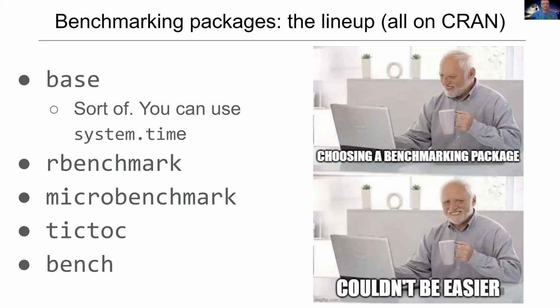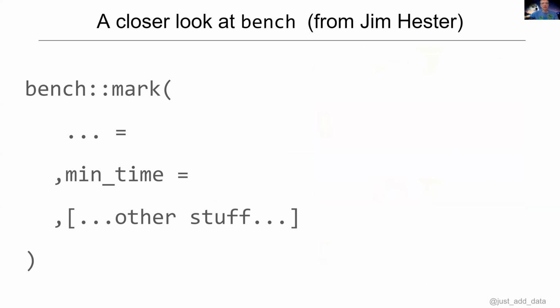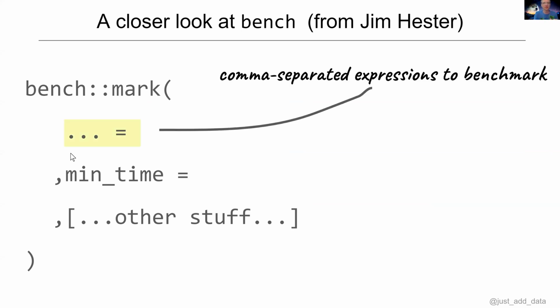I'm going to focus on bench because it's pretty easy to use. It has nice outputs. So here is what the bench package looks like. The central function in the bench package is this function called mark, because it's cutesy: you get to say bench mark when you write it this way. The first argument here is the three dots. Here you would pass comma-separated expressions to benchmark. I'll show you what I mean in a second.